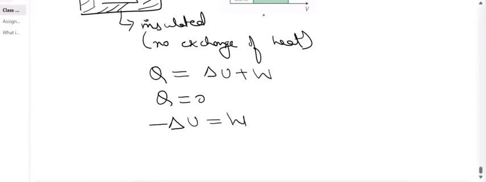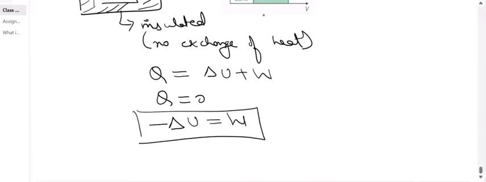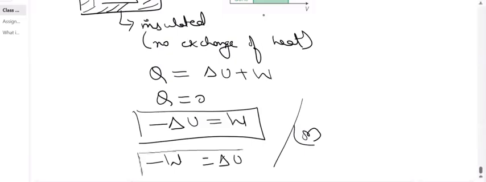So either it will be minus delta U equals W, or it could be minus W equals delta U. Correct? Yes, ma'am. Any doubts? No, ma'am. Okay. So when we are writing minus delta U plus W, it simply means that the work done on the system comes with an increase in the internal energy.